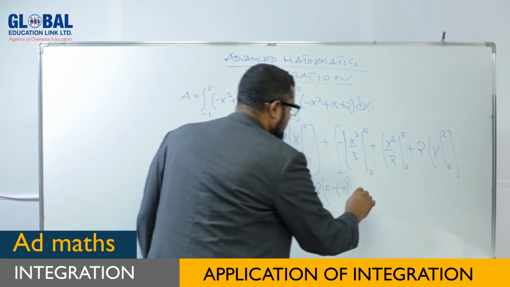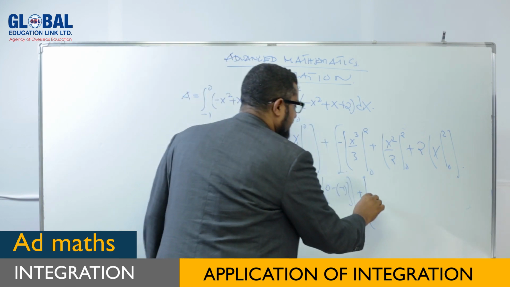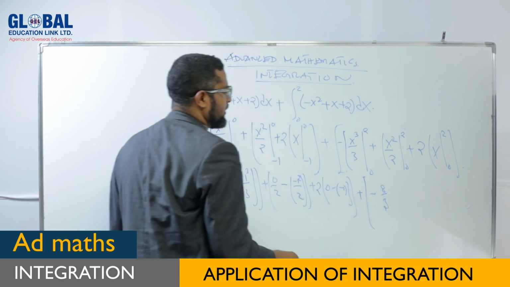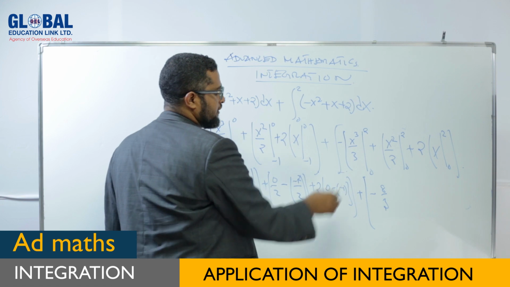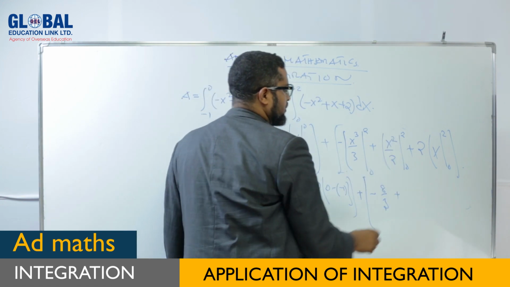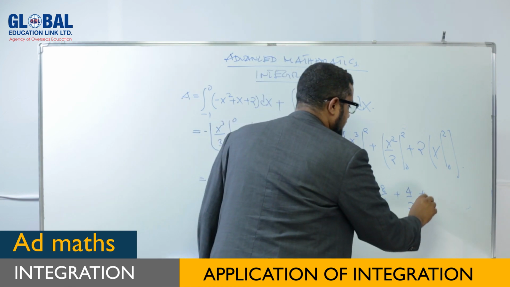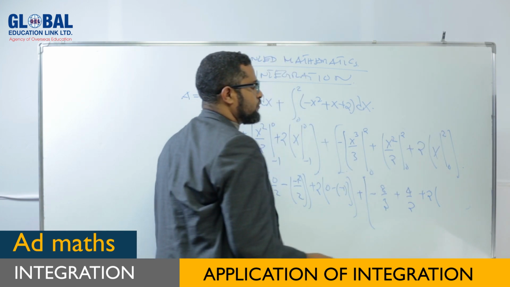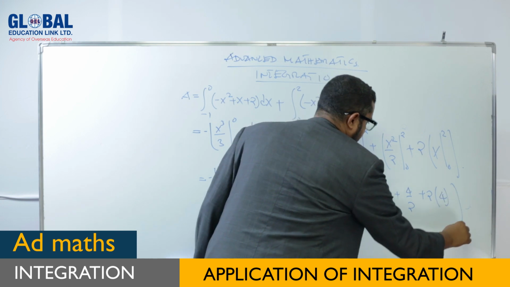Now in the second integral, we'll have negative, and this one will be equal to negative 8 over 3, because 2 to the power 3 is 8, and this negative makes it negative 8 over 3. Then we add 2 squared is 4, so we write 4 over 2. Lastly is 2 times the bracket: 2 squared is 4, minus 0, makes it 4.